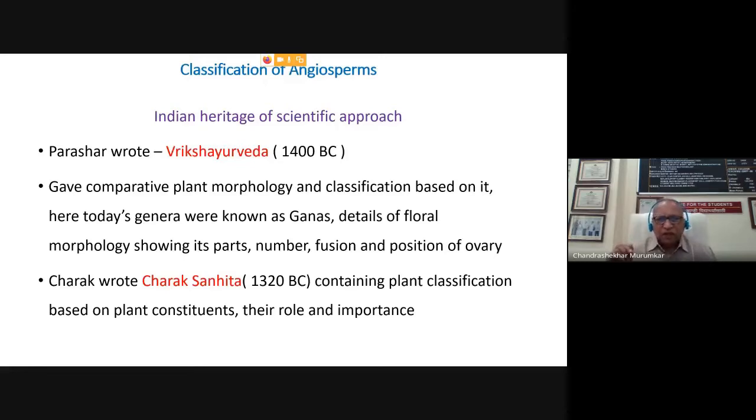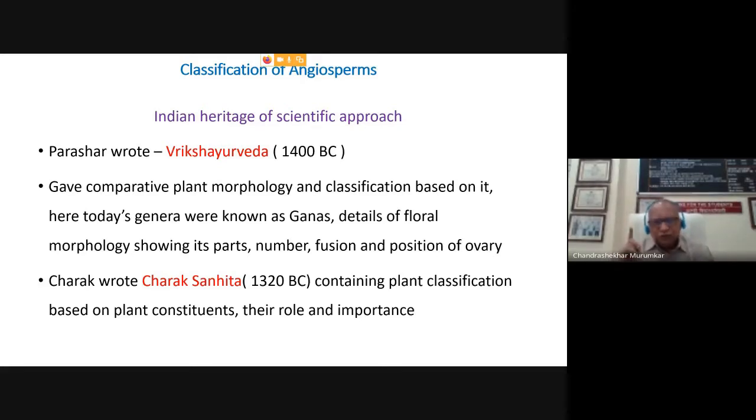And the ganas had some families and subgroups, and they were the ones used for economic purposes. Very interestingly, in Parashara's Vriksha Ayurveda, the details of morphology are also available. These details include vegetative characters as well as floral morphology. So at that time, he knew how to dissect the flora, dissect the flower, and he knew the floral components.